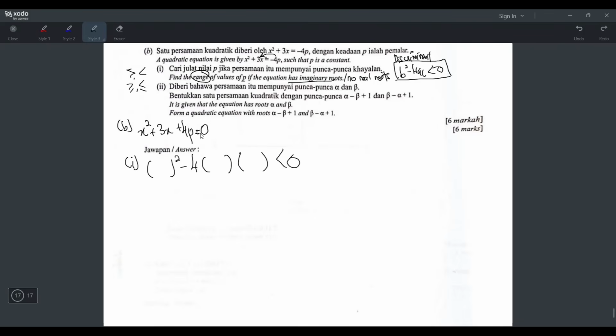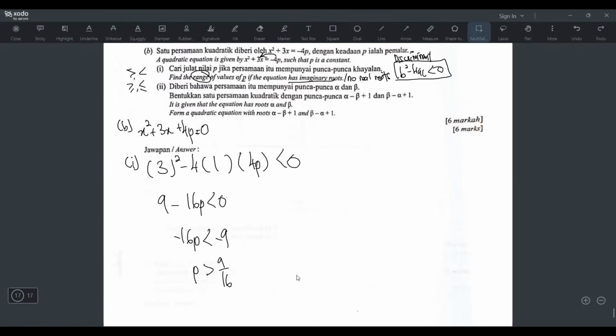It's good that I changed to general form already, because now I can see my a, b, c and just substitute. So b is 3, a is 1, c is 4p. So you get 9 minus 4 times 1 times 4p, which is 16p, smaller than 0. Negative 16p smaller than negative 9, p is bigger than 9 over 16. When you divide by a negative, remember the symbol has to flip. That is why the smaller here becomes bigger. Alright, done. Let's do number 2.